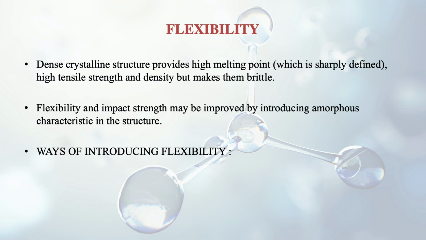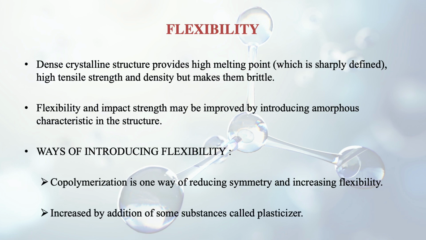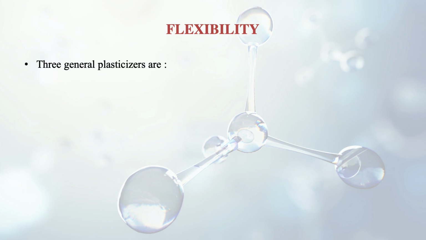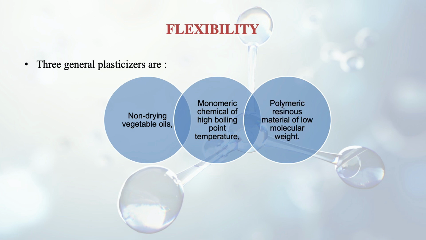So what are the ways of introducing this flexibility? One way is copolymerization, reducing the symmetry and increasing the flexibility, because symmetry was more in the crystalline one, not in the amorphous one. Then it is also increased by addition of some substances like the plasticizer. You may have heard about it. There are plasticizers which increase the flexibility of polymers. These general plasticizers are like non-drying vegetable oils and monomeric chemicals of high boiling point temperature, or polymeric resinous material of low molecular weight.